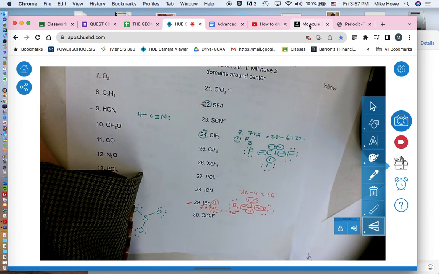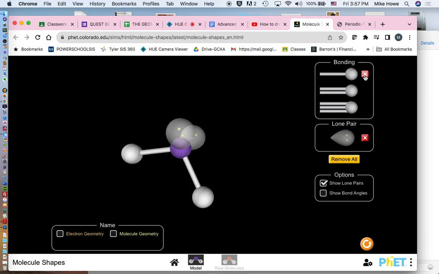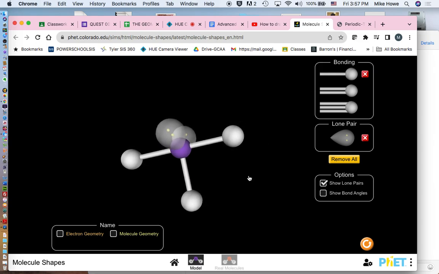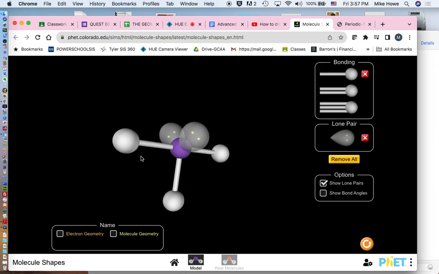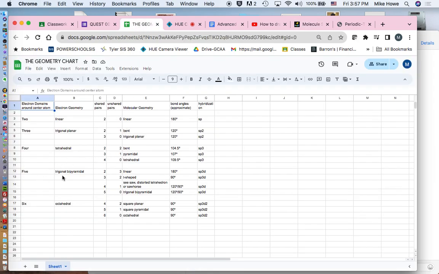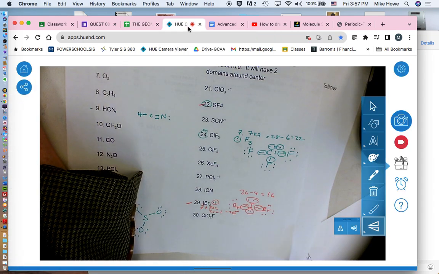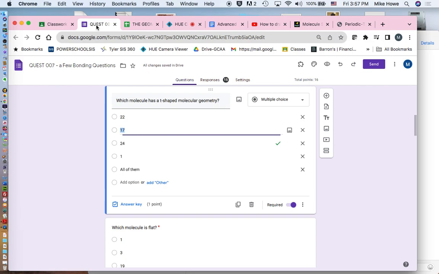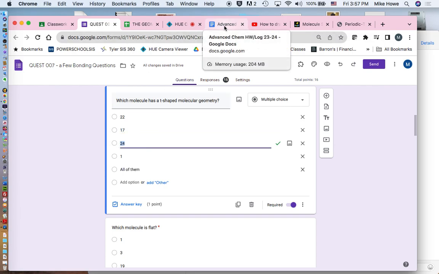So I'll make a model of it. There it is. So I've got 5 domains there. See, 1, 2, 3, and then 2 unshared. What's that molecule look like? So that's your T-shape. Or you can tell by looking here. When there are 5 domains, 3 shared and 2 unshared, it's called T-shaped. So the answer to that question is number 24. Number 24 was the one I just drew, ClF3.